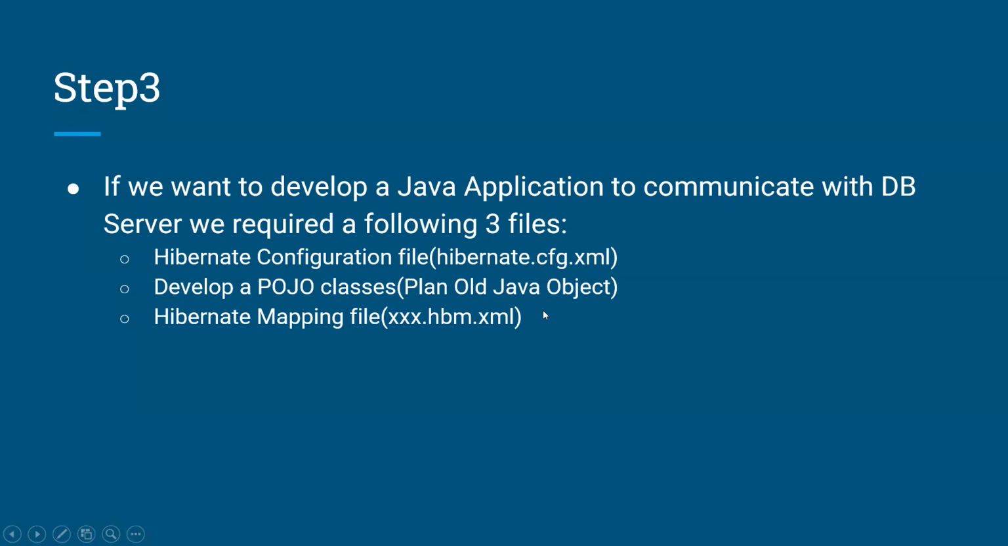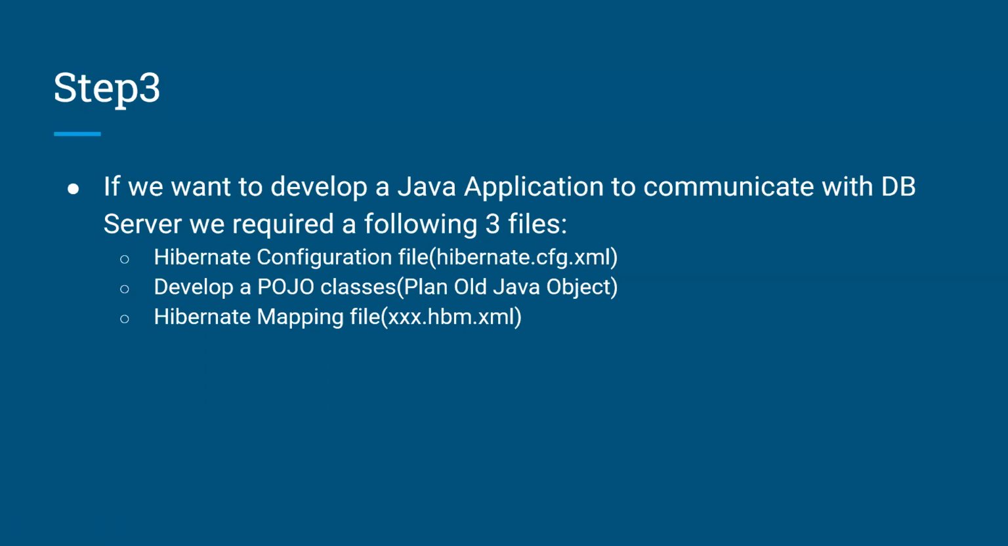So basically, as I said earlier, if you want to develop the Hibernate application, which is used to communicate with any sort of database server, as of now we are using MySQL database server, we need three things. First thing is we require the Hibernate configuration file. Second thing is we require the POJO classes. And third thing, we require Hibernate mapping files.